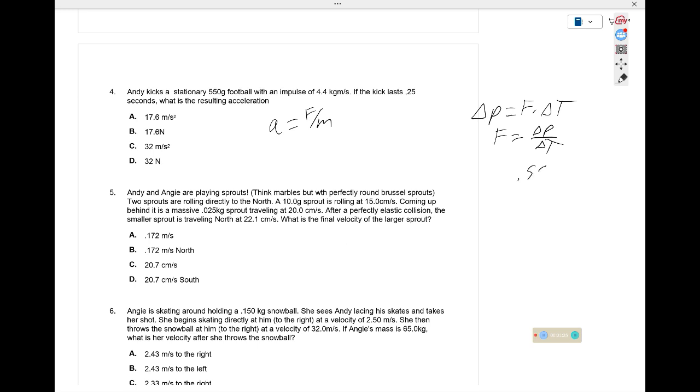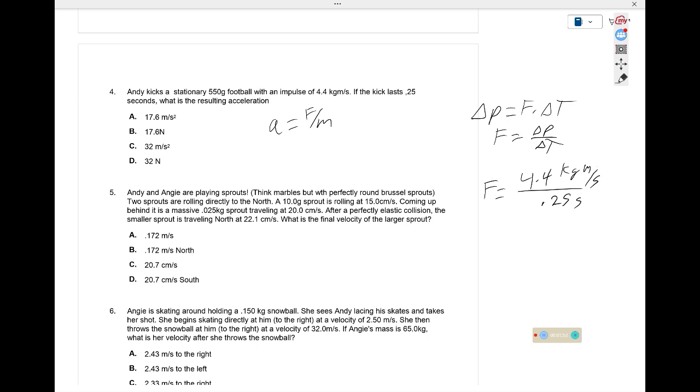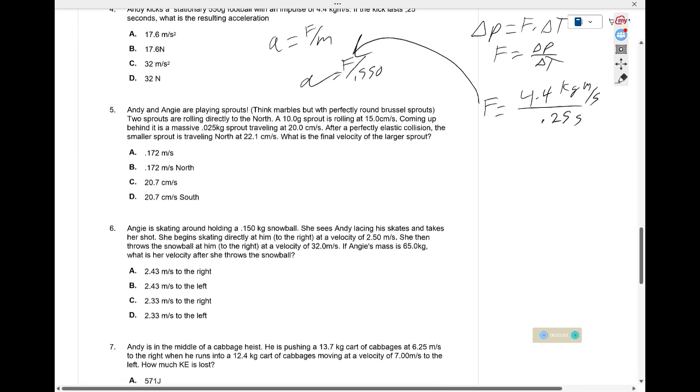So we use 0.550, because we need the mass in kilograms. Divide that by, sorry, I'm getting ahead of myself here. Impulse, it said 4.4 kilogram meters per second. Time is 0.25 seconds. When we divide that out, that's going to give us the force applied. We're then going to take that force that we just found and divide it by 0.550, and that's going to give us our acceleration.